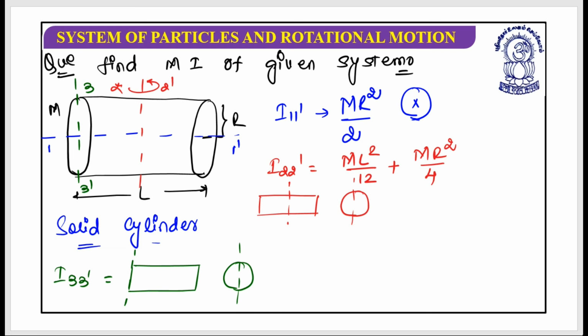Yes. So this I33 dash is equal to ml square by 3 plus mr square by 4.